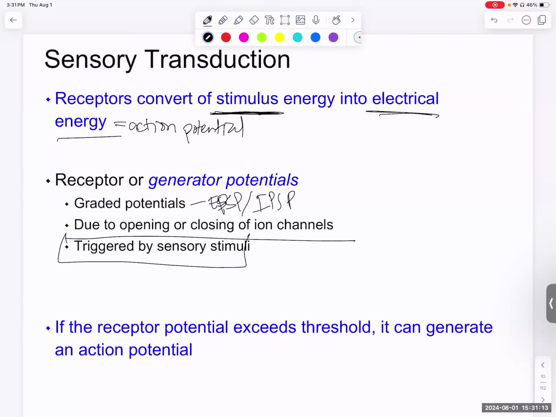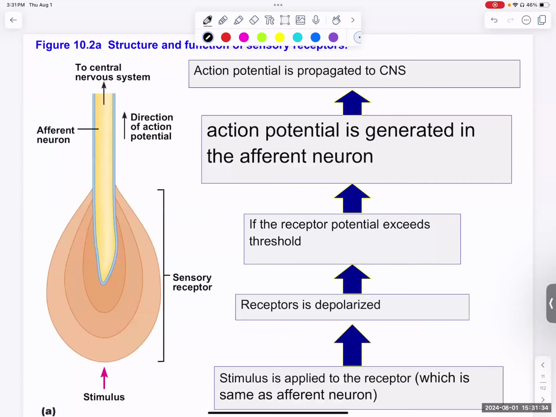If the receptor potential sums to exceed threshold, then you have an action potential. That is to say, some little amount of stimulus energy doesn't necessarily generate an action potential in the first order sensory neuron. There's some threshold so that not every single energy causes an action potential. So first thing is you have the stimulus on the receptor.